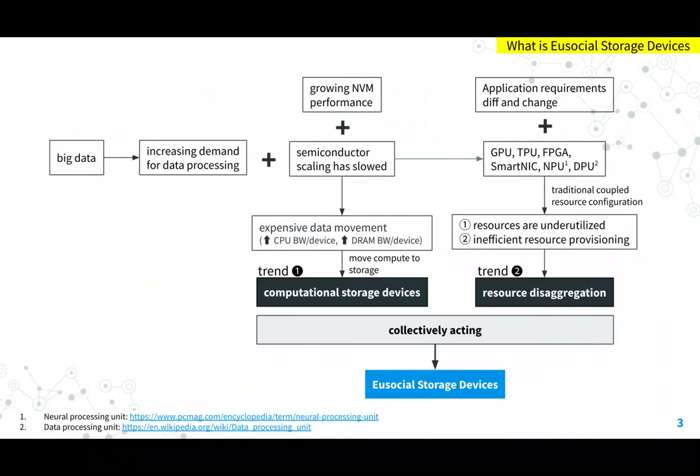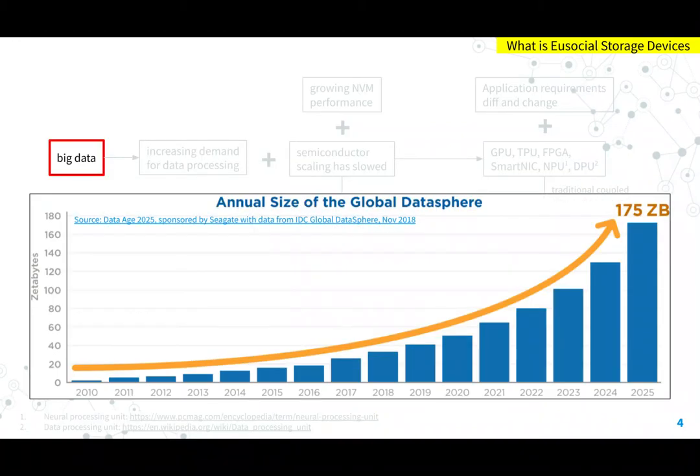For the background and motivation discussion of uses of storage devices, I will follow this diagram block by block. As you can imagine, the problem starts with big data. More and more data are generated by different clouds, edge data centers, and all kinds of endpoints, for example, IoT devices. In an IDC report published in 2018, the size of the global data sphere would reach 175 zettabytes by the end of 2025.